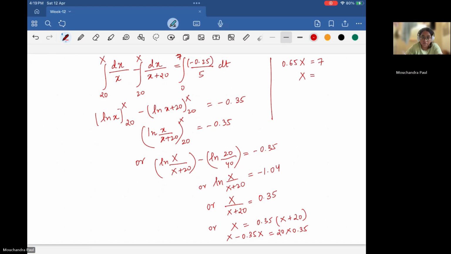So X, that is the amount of undissolved compound after 7 hours, is finally 10.8 kg or 10.7. Is the amount of undissolved compound after 7 hours.